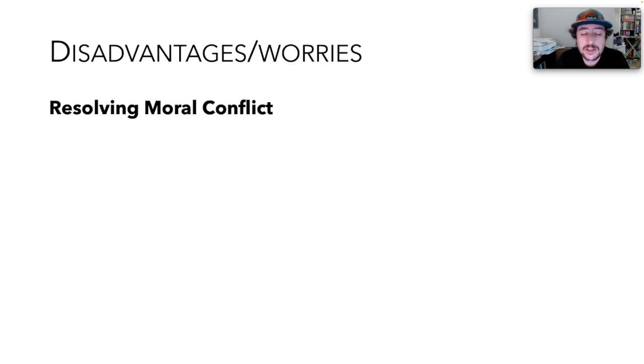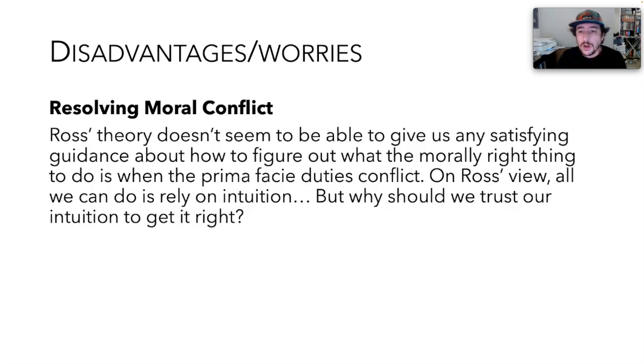On the other hand, though, Ross's theory does have a lot of worries or disadvantages. One of these has to do with not our experience of moral conflict, but how we go about trying to resolve those moral conflicts. So Ross's theory doesn't really seem to give us any satisfying guidance about what to do or how to figure out which prima facie duty is the most important thing, when those prima facie duties are pulling us in different directions. It doesn't give us any guidance about how to weigh them against one another, or it doesn't tell us how much weight any of them have.